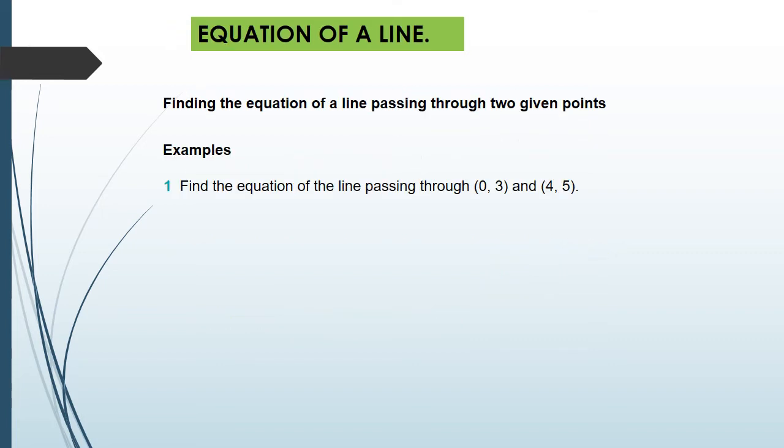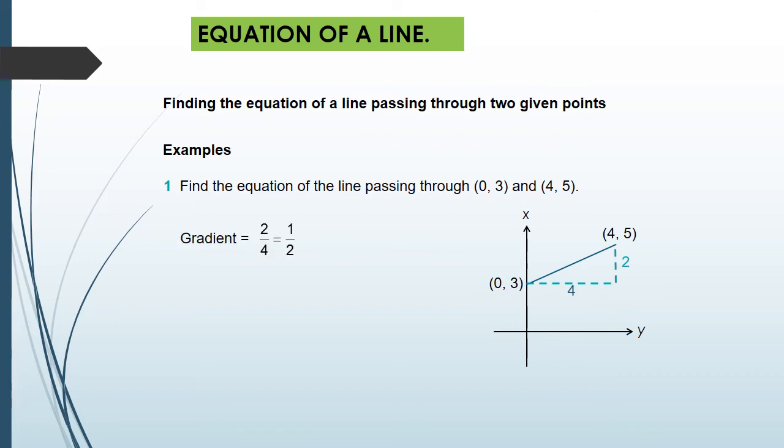Now we are moving on to the equation of a line. To find the equation of a line passing through 2 points, the first step is to determine our gradient. We can determine our gradient either by using the diagram or by using the formula we already learned. If we use the formula, we will get a half. If we use the gradient as rise over run, that also gives us 1 over 2.